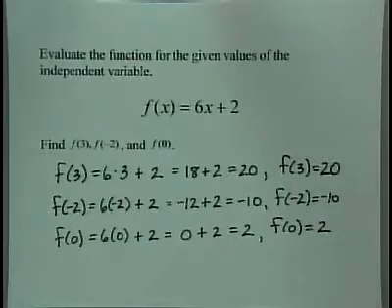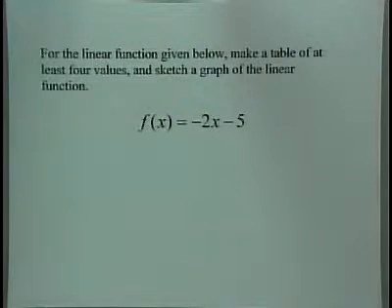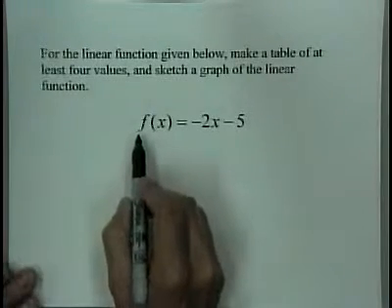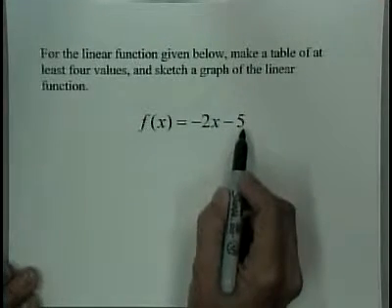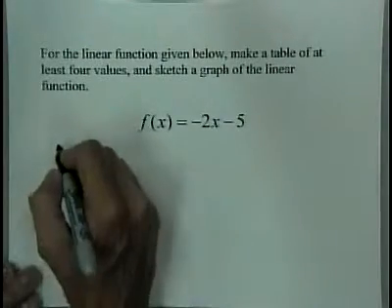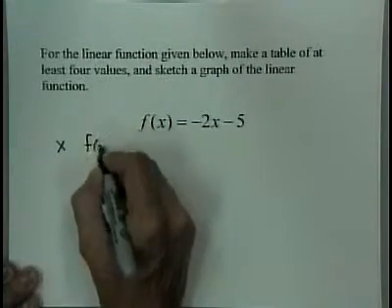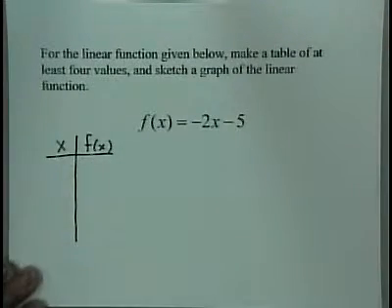Well, let's continue using function notation in this way. For the linear function given below, we're going to make a table of at least 4 values and sketch a graph of the linear function. Our linear function is f of x equals -2x minus 5. To make a table of at least 4 values, we're going to pick 4 arbitrary values of x.